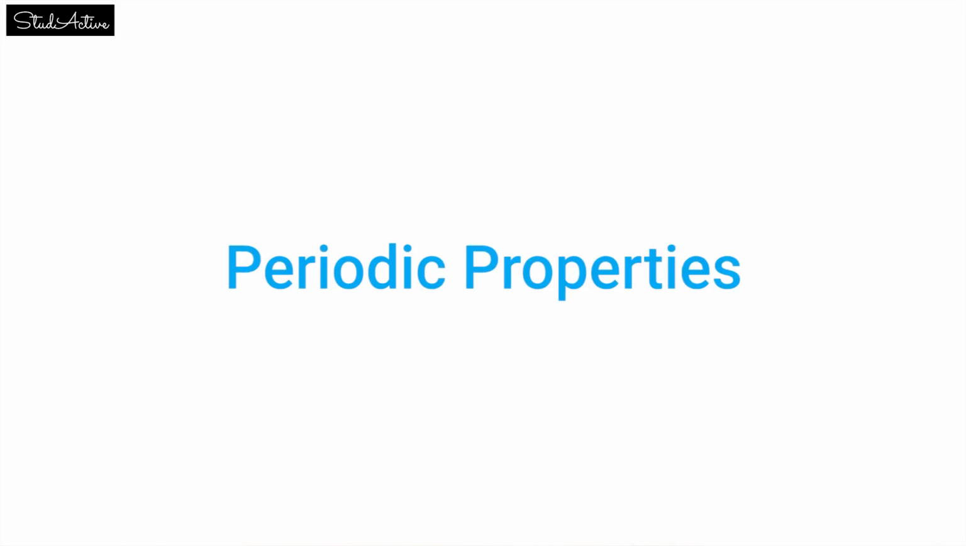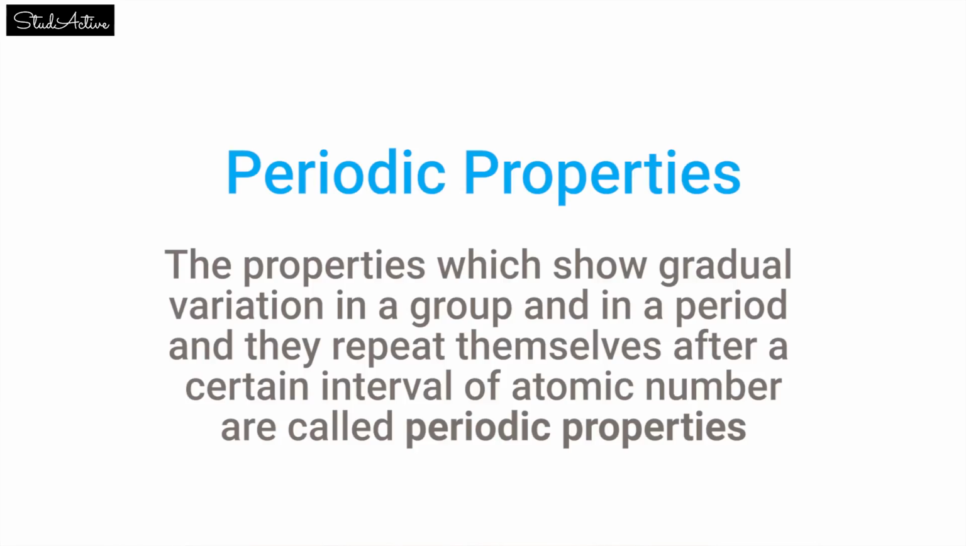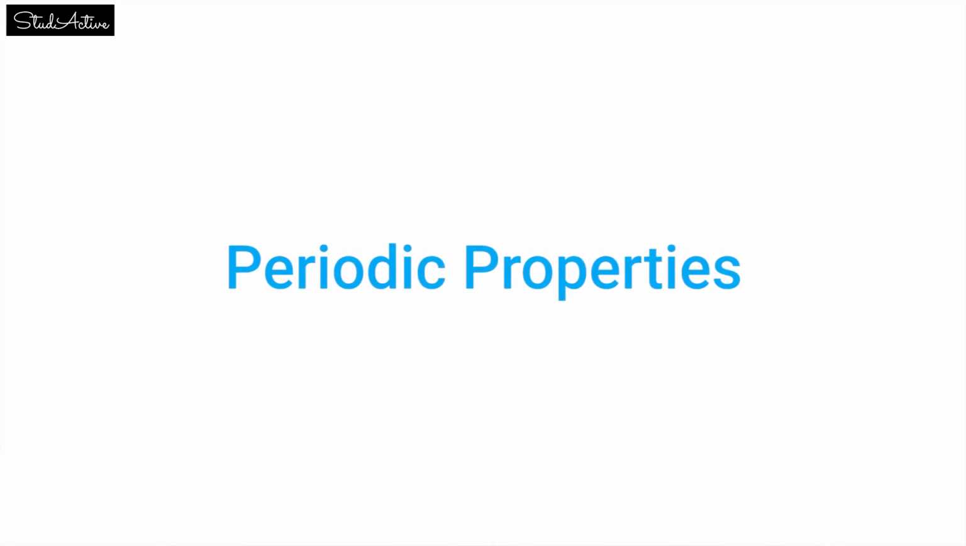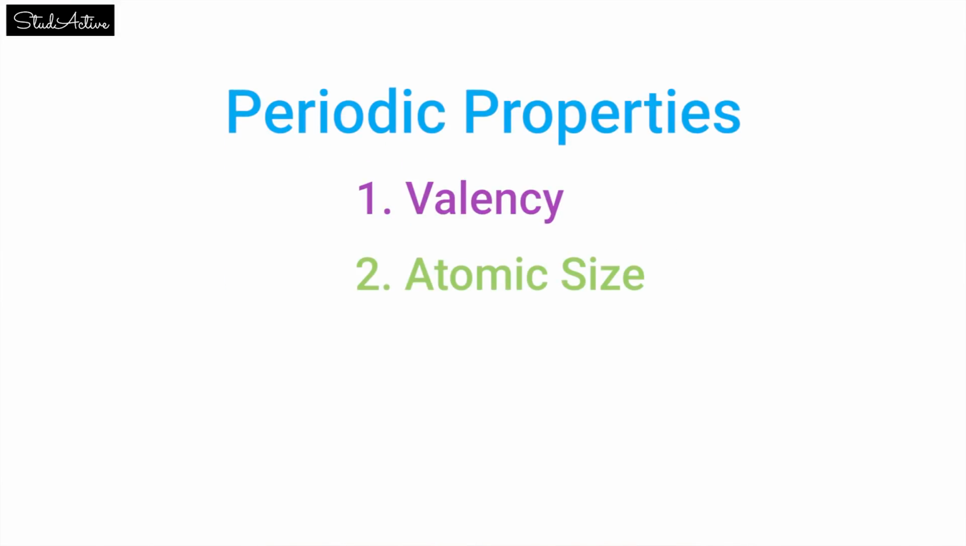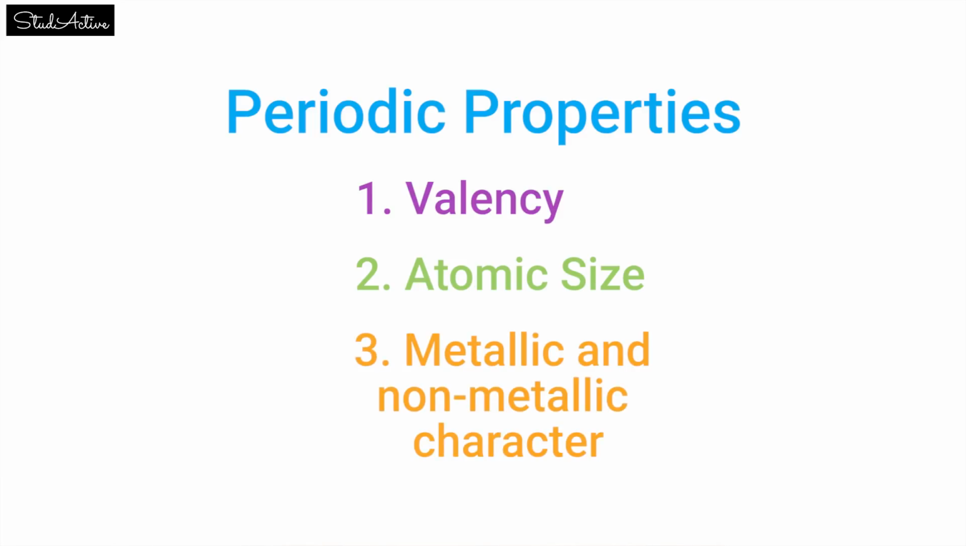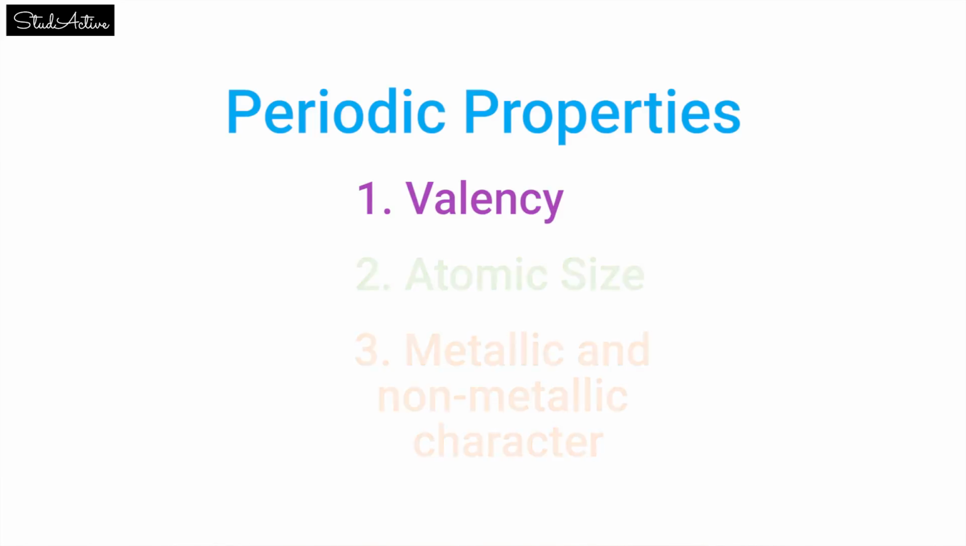The next topic, that is periodic properties. Now, what do you mean by the word periodic properties? The properties which show gradual variation in a group and in a period, and they repeat themselves after a certain interval of atomic number are called periodic properties. Now, which periodic properties we are going to discuss about? We are going to discuss about 3 periodic properties, namely first valency, second atomic size, and third metallic and non-metallic character. Let us start with valency.